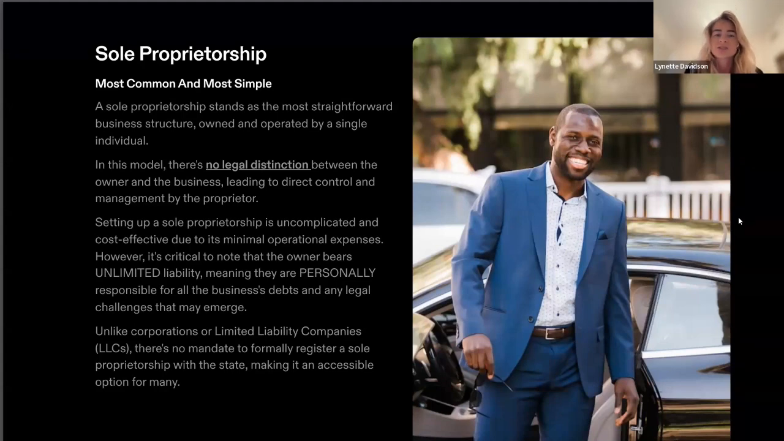Unlike corporations or a limited liability company, there is no mandate to formally register a sole proprietorship with the state, which makes it an accessible option for many. This is also why this type of company is the most common one and the most simple one chosen so far.